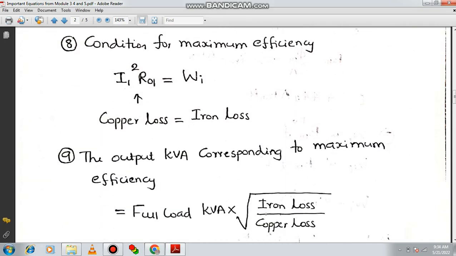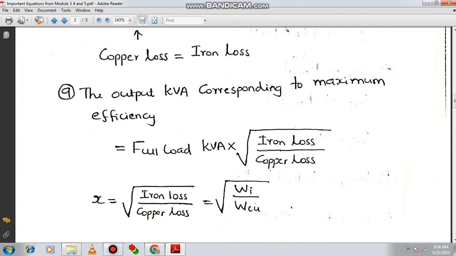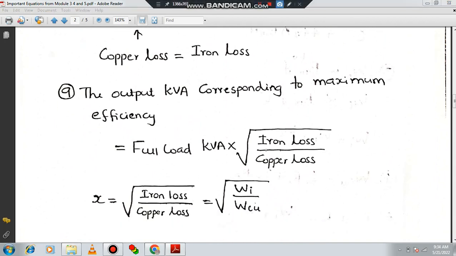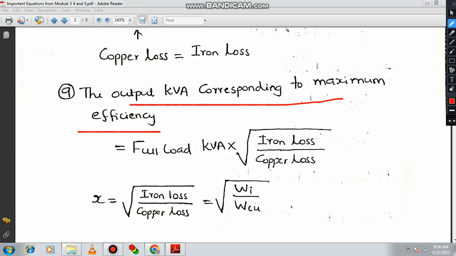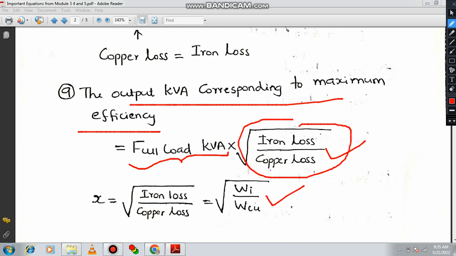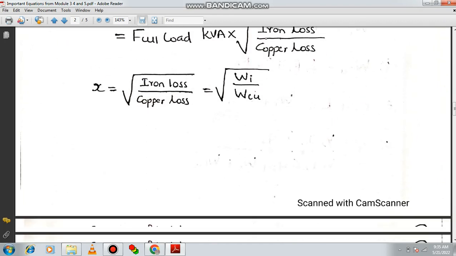Now, output kVA corresponding to maximum efficiency. For the GATE examination and all, you can expect a similar kind of question. The output kVA corresponding to maximum efficiency can be computed using the formula: full load kVA into square root of iron loss divided by copper loss. This iron loss is also known as core loss, correct? Where x is the square root of iron loss divided by copper loss, or you can write x is nothing but square root of Wi divided by WCU. In spite of this, I can also write x; not a worry, not an issue. This formula also you can remember.